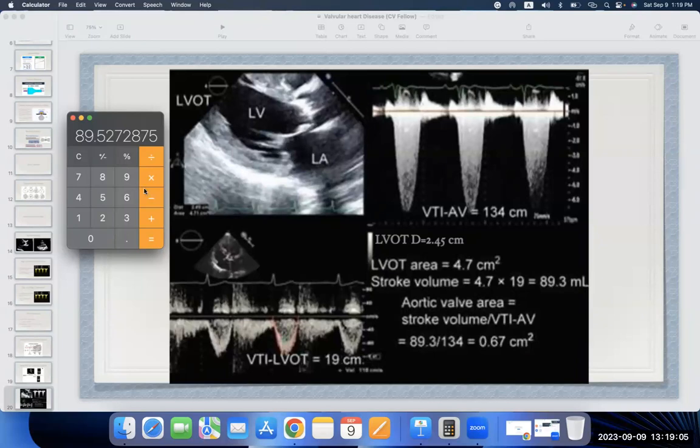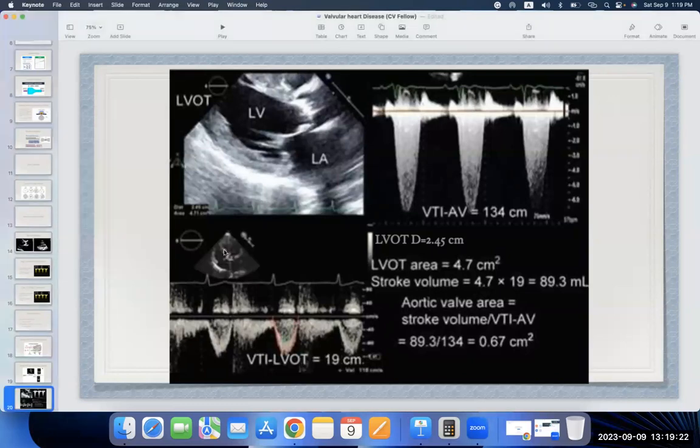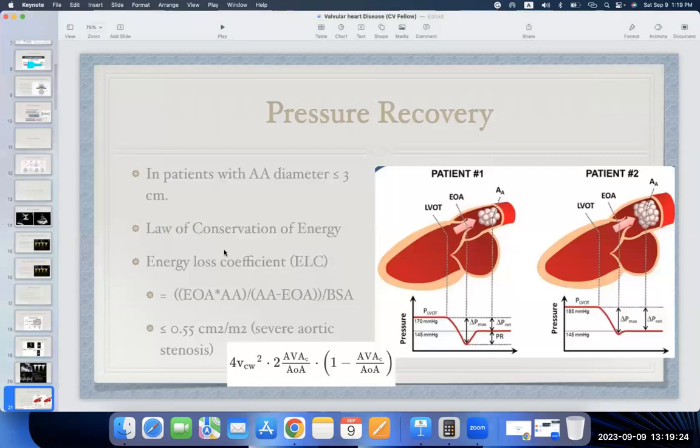And then I will divide it by the aortic valve VTI. Here the aortic valve VTI is 134, so we divide it by 134. And then we get 0.666, which is considered severe aortic stenosis. So this is basically how to calculate the aortic valve area.